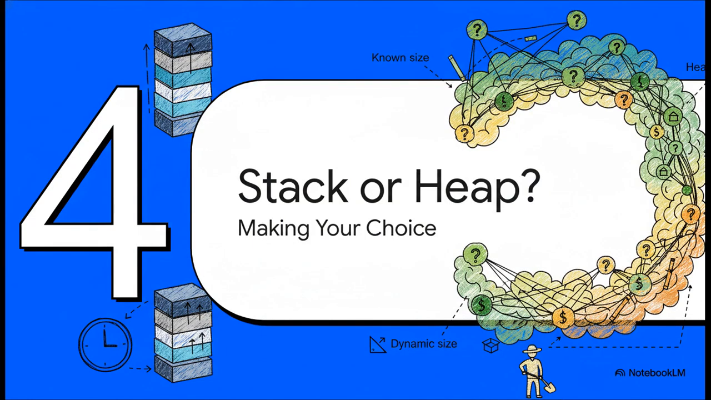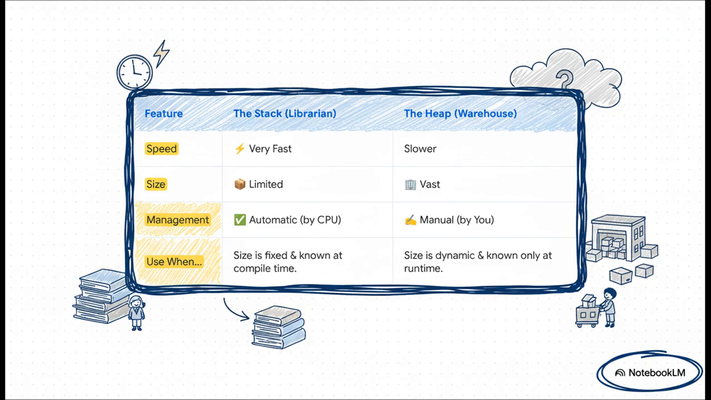So with that critical difference between compile time and runtime knowledge fresh in our minds, let's put it all together. It's time for a final, actionable guide on how to make the right choice every time. Here it is, your ultimate cheat sheet. The stack is your fast, automatic librarian. It's for your small data whose size is fixed and known before the program ever runs. The heap is your vast, manual warehouse. It's for large data or data that needs to live a long time, or, most importantly, data whose size is dynamic and can only be figured out while the program is actually running.